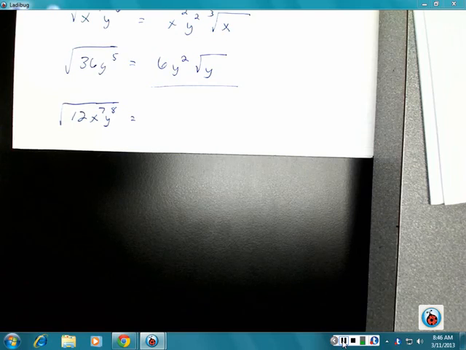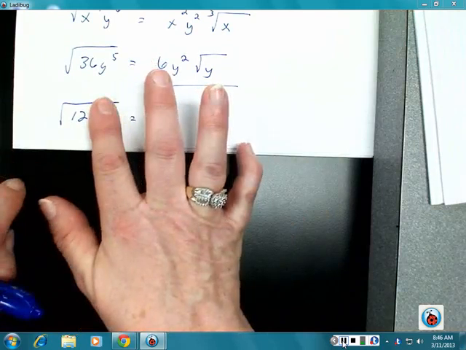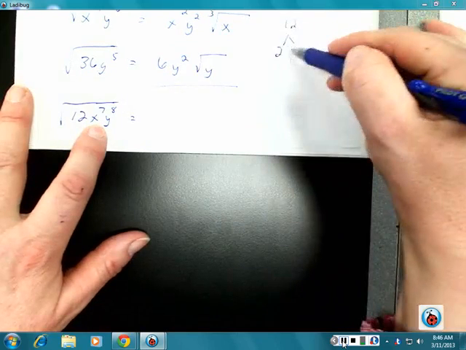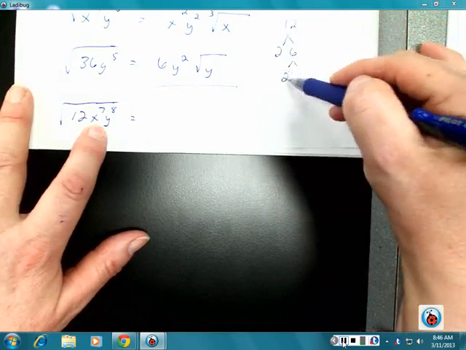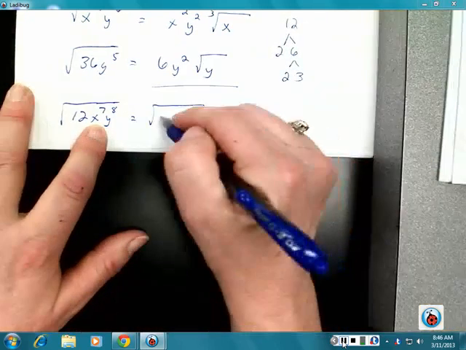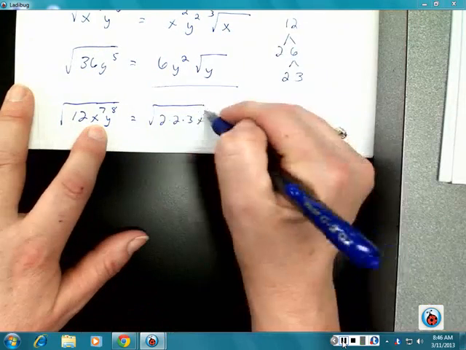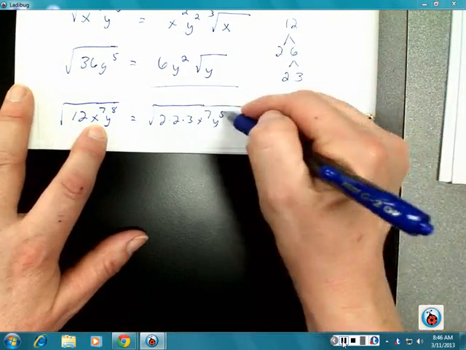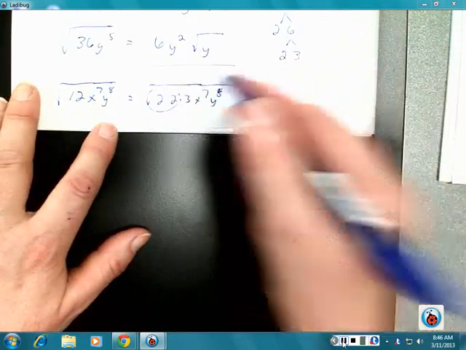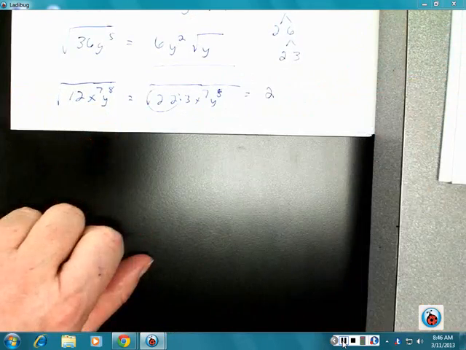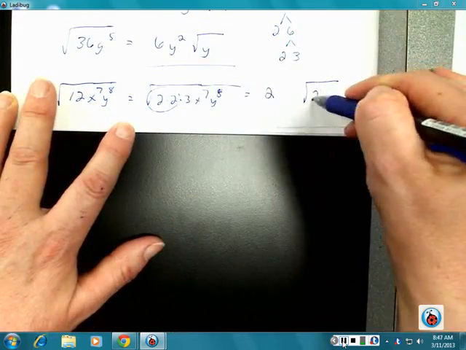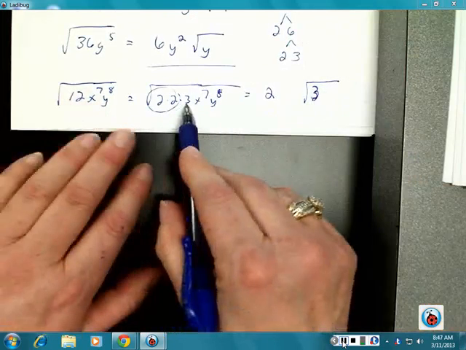So what can I do? Well, I got 12, so what can I pull out of 12? So if you take 12 over here, 12 is made up of 2 times 6, and 6 is made up of 2 times 3. So that means I have a 2 times 2 times 3. So what can I pull out? Well, I got a group of 2's, so I can pull out a 2, correct? Okay with that part? And under my radical leaves a 3, because that 3 can't come out.